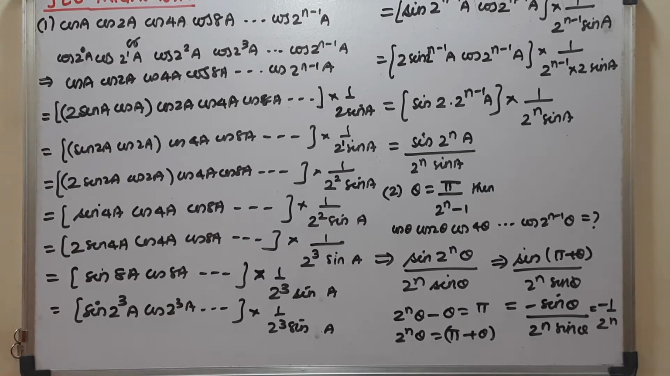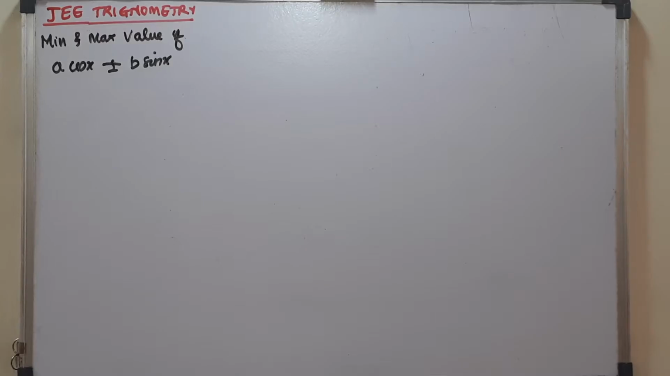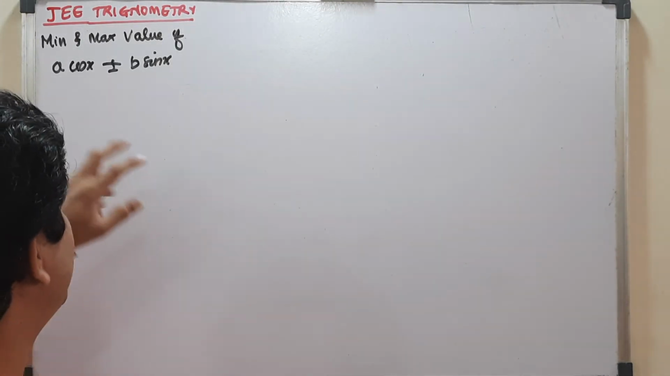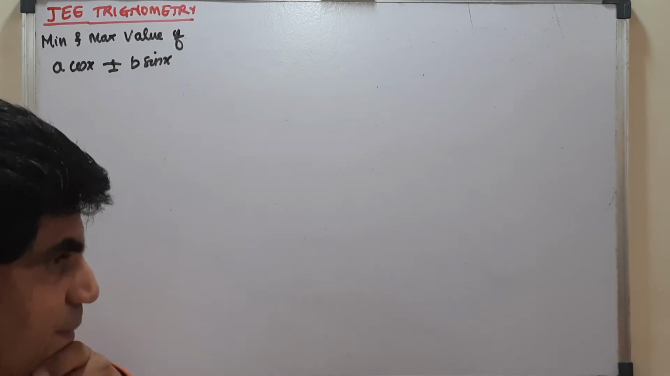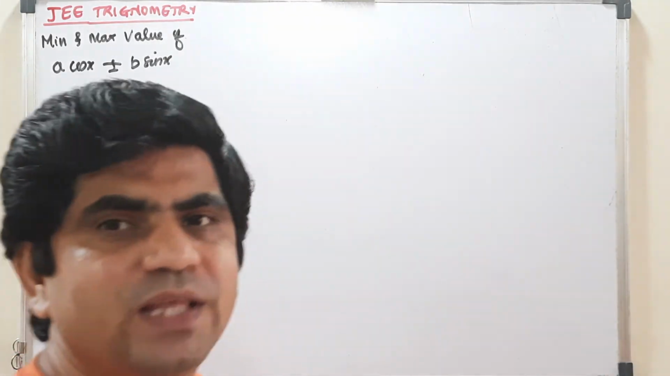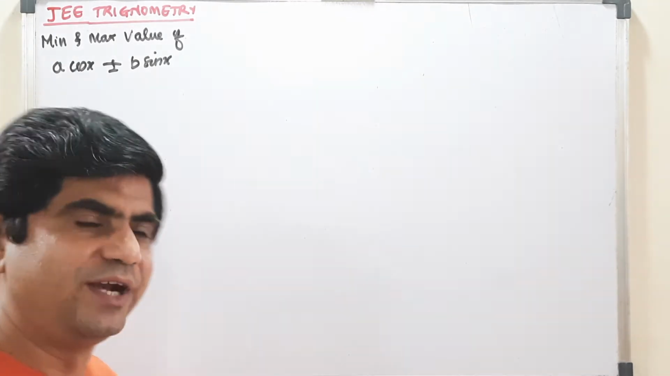Okay. So if you know the formula, it becomes very easy. It can be solved within less than 10 seconds. So let us go to another question. Now let us derive the minimum and maximum value of a cos x plus b sin x, that means plus or minus. If the trigonometric expression is given in the form of a cos x plus or minus b sin x, means wherever you get it in this form, cos and sin with a and b, so what will be the minimum value and what will be the maximum value of it?